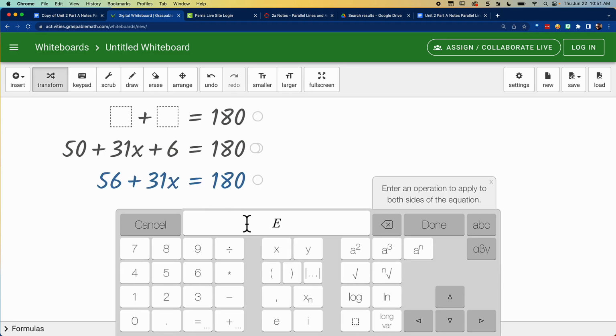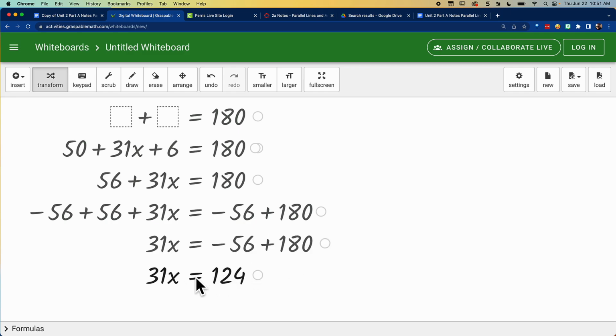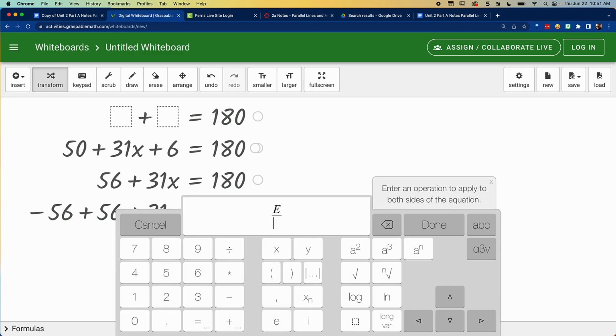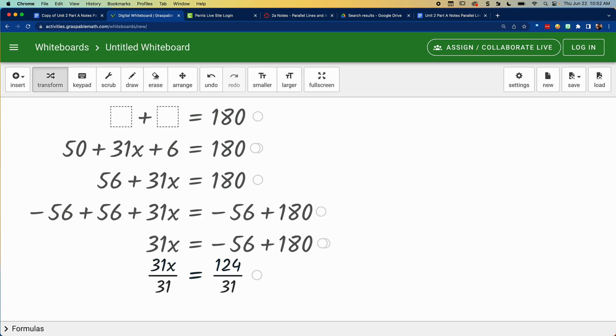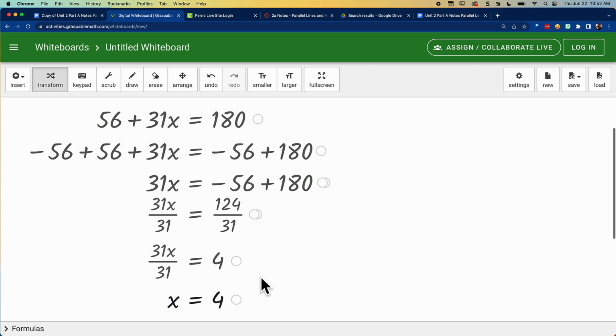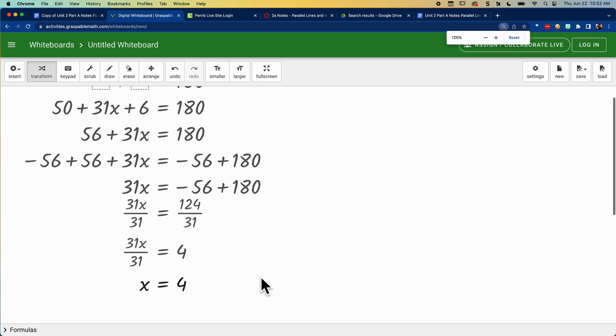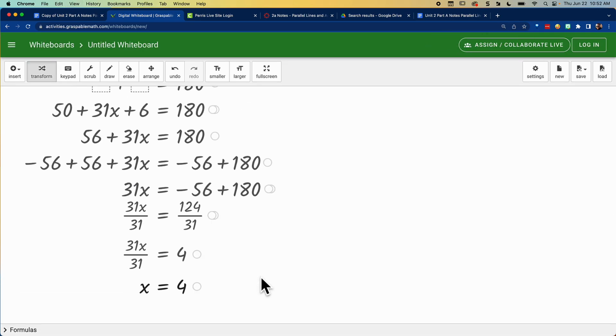And then I'm going to do a negative 56 on both sides, adding a negative 56 to make a 0. And on the right side, it makes 124. Now I got to divide by 31. It should go in to make a nice friendly number, and it does. It says x equals 4. I'm going to zoom out slightly just so I can get all of my work in there.